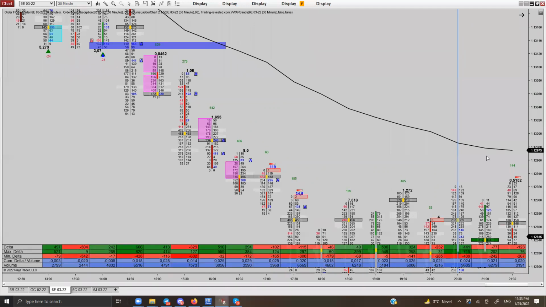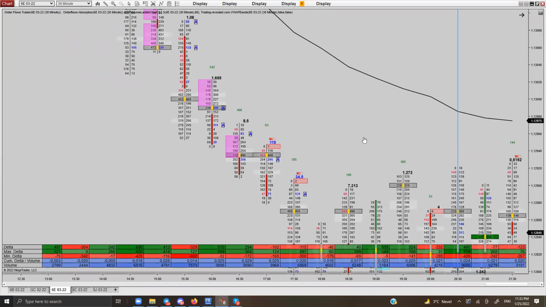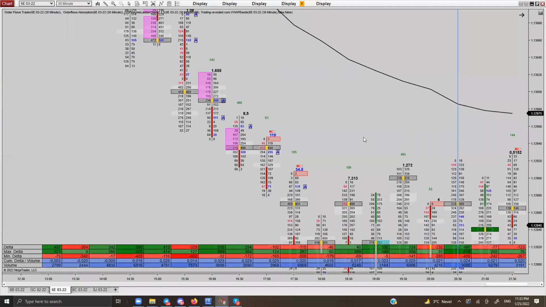I'll take a screenshot and show you first, because this is the main confusion about single prints. People think that when they get a box like this, it's a single print, but it is not. A single print must have a 0 and 1, and it also has to have a good selling imbalance just below the 0. That's a qualified and valid single print.